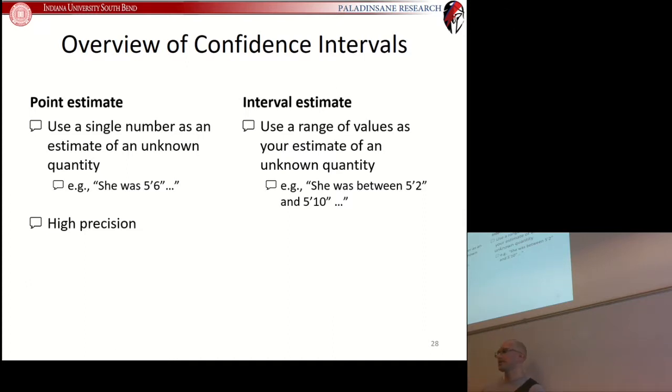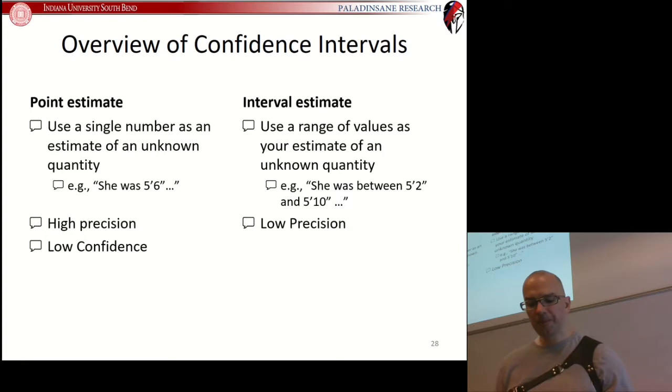On the other hand, the interval estimate has low precision. It's somewhere in that range, something in that interval. It's not very exact. It's somewhere between 5 foot 2 and 5 foot 10. There's a wide range of values, so very low precision. Now the flip side of precision is confidence. If you have high precision, you by definition are going to have lower confidence.